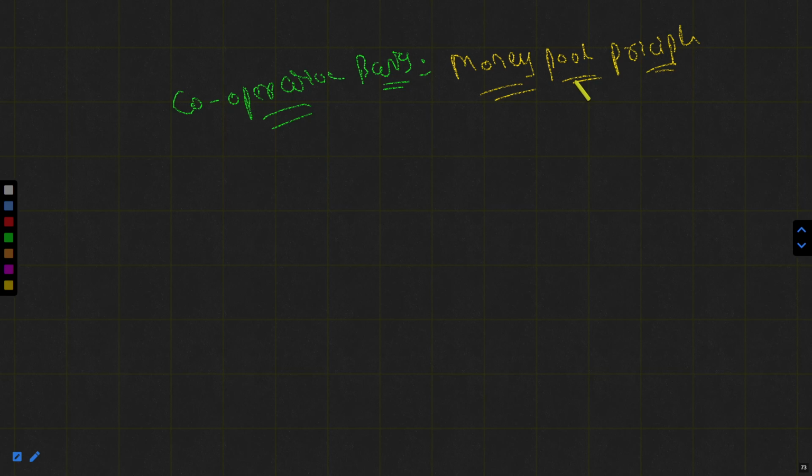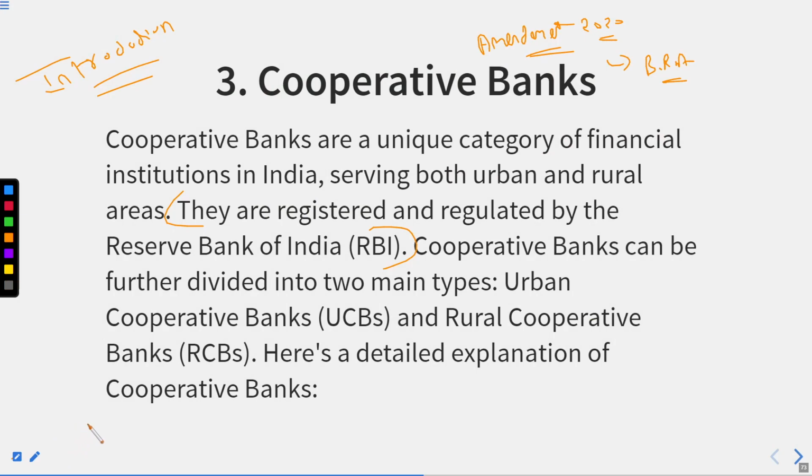Money pool principle, in which people come together and contribute their amounts, which get piled up, and this piled up amount becomes the capital. So these 10 people who had contributed the amount will be using the banking services provided by the XYZ cooperative bank. Got it? So that's how the principle of cooperative banks works in India.